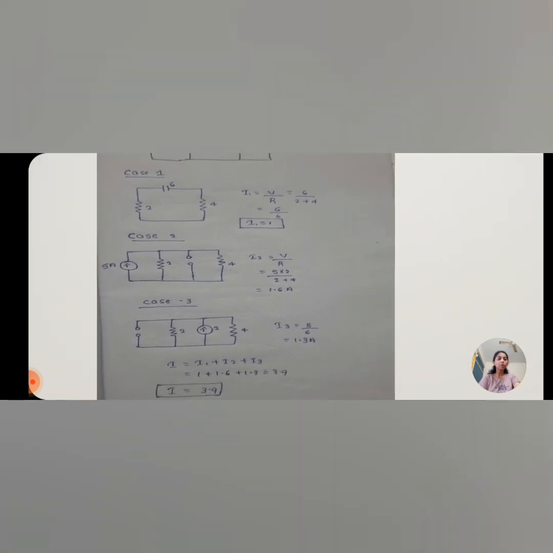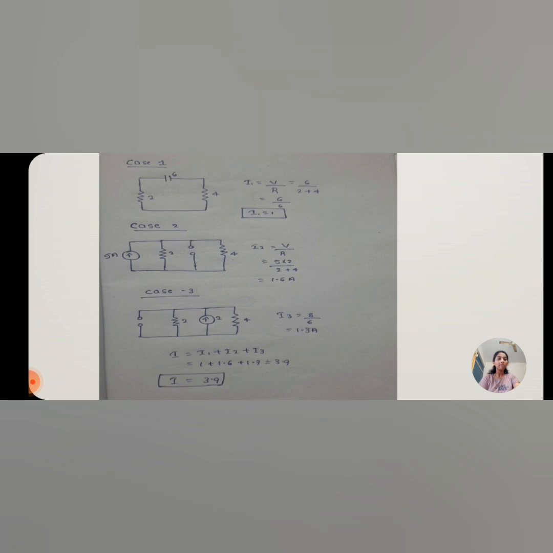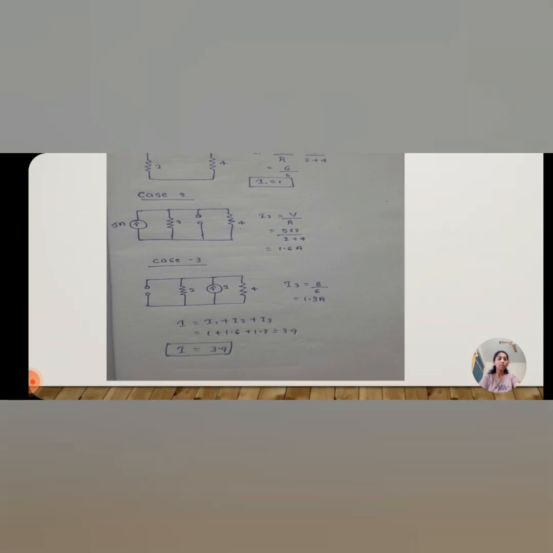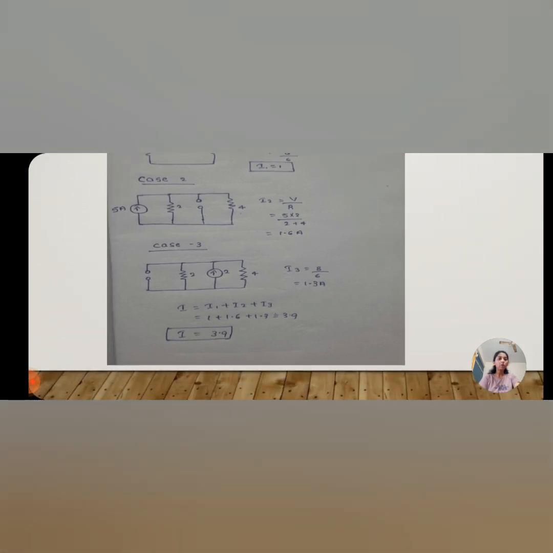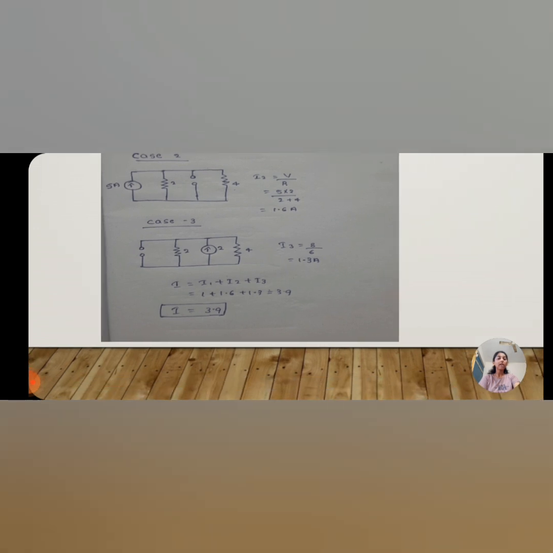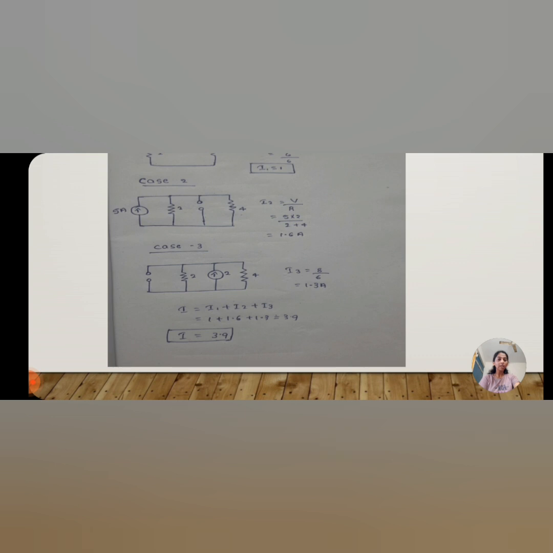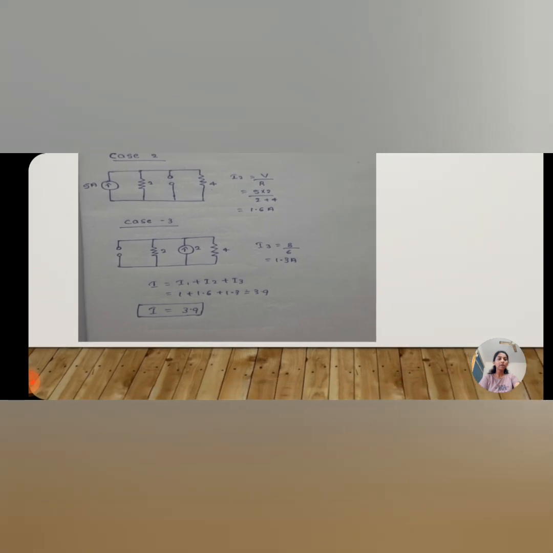I2 is equal to V by R. V is nothing but IR, which is 5 into 2, and R is 2 plus 4. Next, I2 is equal to 1.6 ampere. Consider case 3. The 5 ampere current source is open circuited. Consider the other source under consideration, and all others are 0 except the resistors.